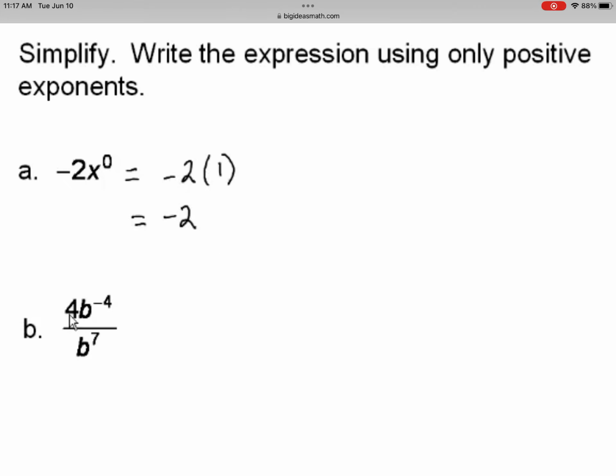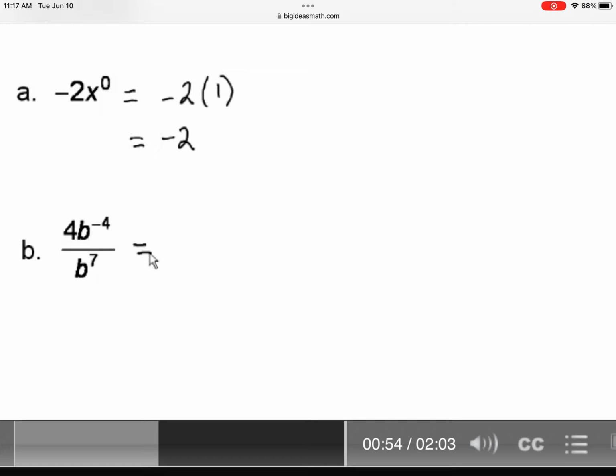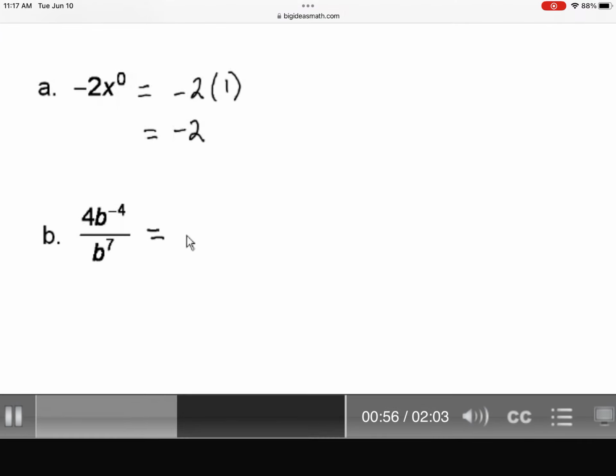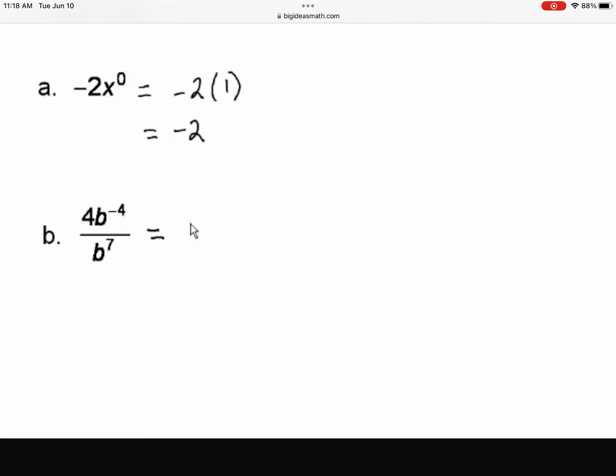Simplify the expression 4 times b to the negative 4th divided by b to the 7th. First, use the quotient of powers property to simplify. Keep the base 4 and the base b. Subtract the exponents on b. Negative 4 minus 7. Negative 4 minus 7 is negative 11. So the expression is now 4 times b to the negative 11th.